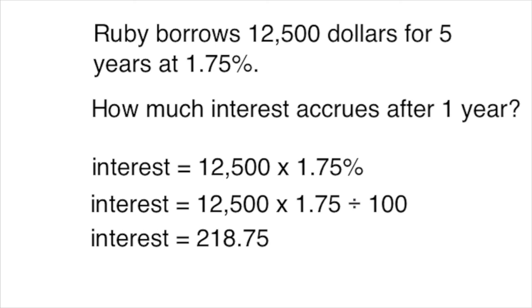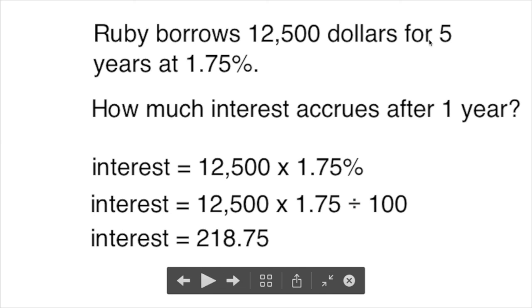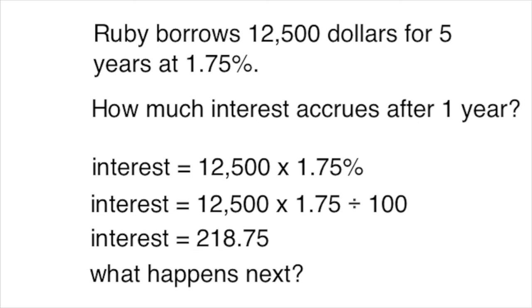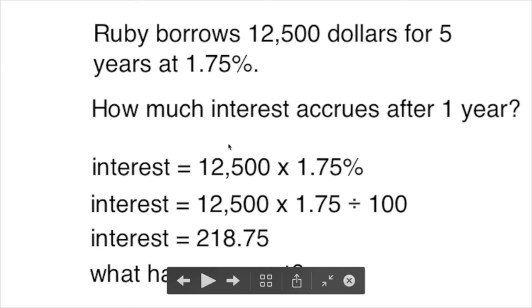So now, that's after 1 year. Well, this interest is going to continue for 5 years. So what happens the next year? That's the next question. What happens for the second year? Does she accrue another $218.75? Or do we now count the 1.75% on the new number? Because remember, it's $12,500 plus $218.75 that now she owes. She's owing more money. So are we calculating that percentage on the new amount?